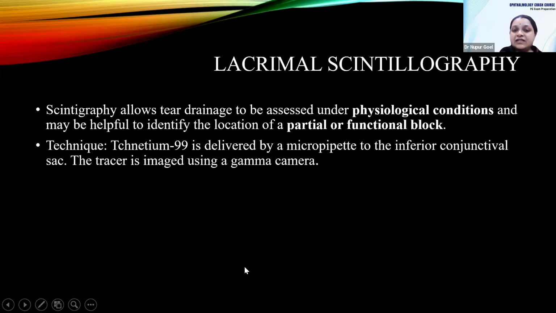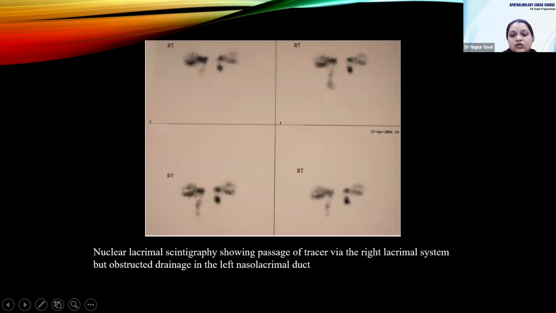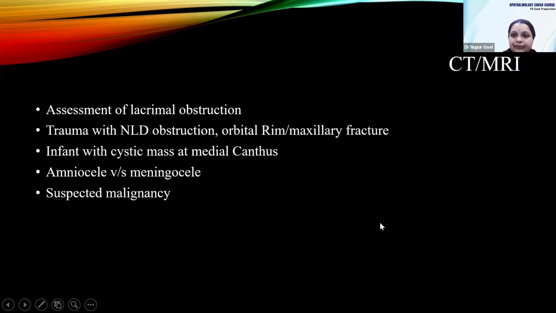So the other test which can be done in a case of epiphora is scintigraphy. This allows tear drainage to be assessed under physiological conditions and may be helpful to identify the location of a partial or functional block. So technetium 99 is delivered by a micropipette into the inferior conjunctival sac, and the trace is imaged using a gamma camera. So this is how the scintigraphy looks like. And as you can see, on the left side there's a drainage in the nasolacrimal duct, if you can see this.